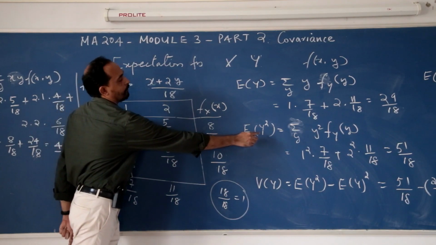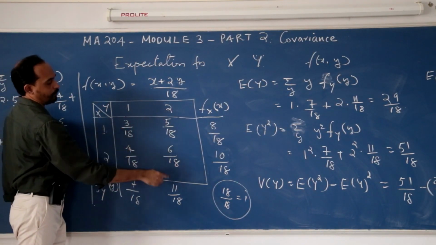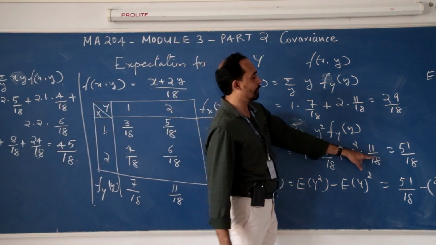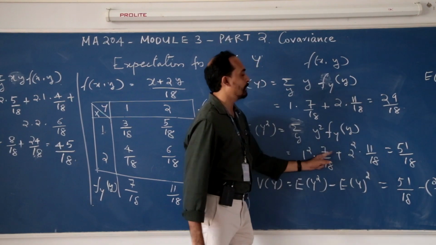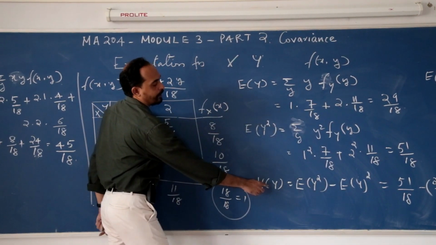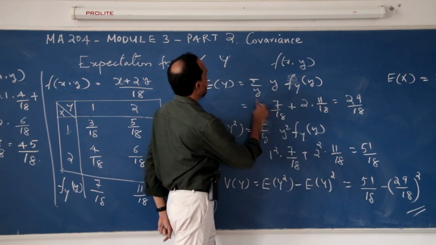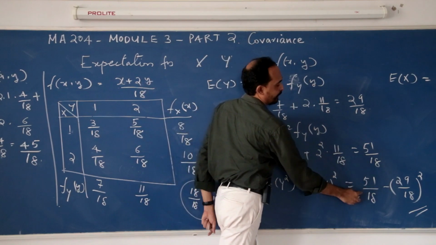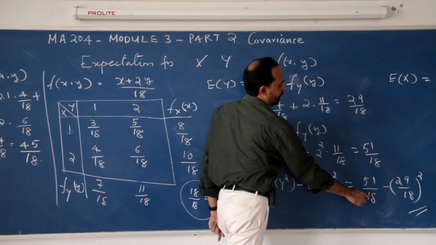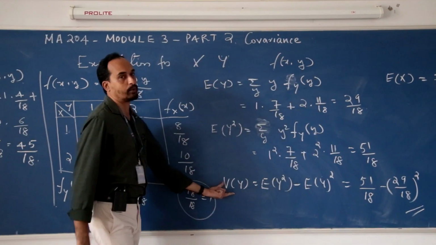Expectation of y square, we are taking square of y. 1 square into 7 by 18, 2 square into 11 by 18. 1 square into 7 by 18 plus 2 square into 11 by 18, answer is 44 plus 7, 51 by 18. Then variance of y, expectation of y square minus expectation of y the whole square. Here expectation of y square is 51 by 18. Expectation of y is 29 by 18. So the answer is 51 by 18 minus 29 by 18 the whole square. That stands for variance of y.